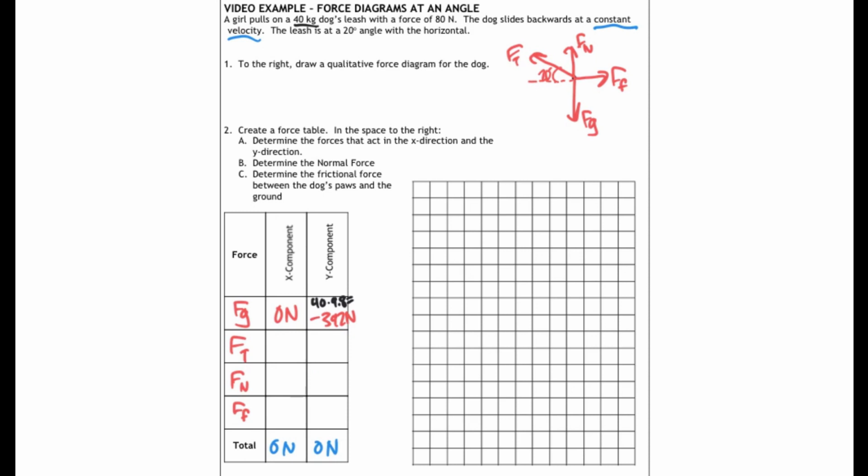The tension force is where things get tricky. Up to this point, we've only had forces act in one direction, so they only had one component, either x or y. Since the tension force acts to the left and up, we're going to need to break it up into components. This is exactly what we did in the previous videos. You may need to refer to them on how to break a vector up into its components. This 80 newton force acts at an angle of 20 degrees.